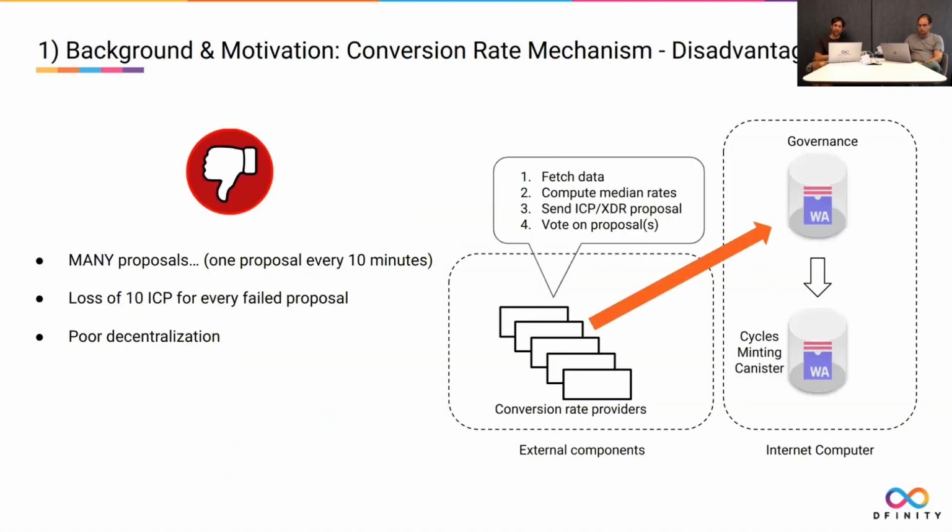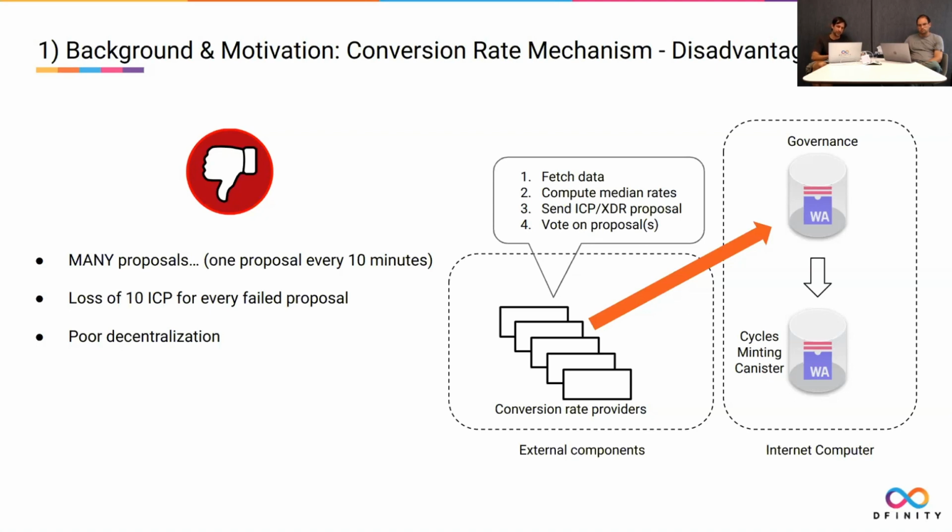So what is not to like? This has been running for a long time, and apparently it does work. But it does have a few downsides. First of all, we have to create many proposals. As I said before, every 10 minutes, there's another proposal. This is way too much to vote on manually. In fact, we also hide them by default on the dashboard because there are so many. And another problem, of course, is every time a proposal fails, we lose 10 ICP. So the neurons that the conversion rate providers control lose ICP, and if they run low, we have to top them up.